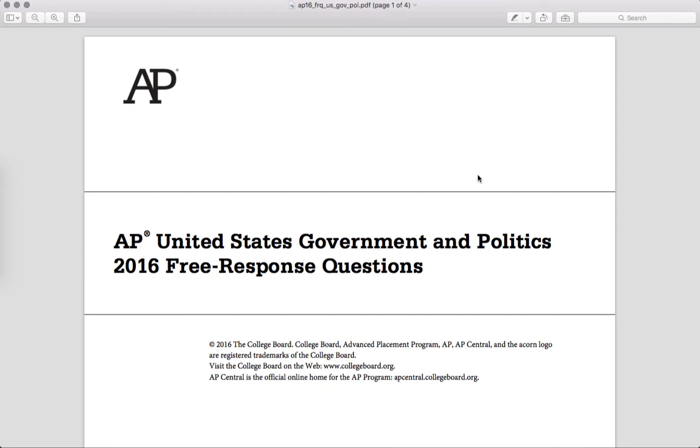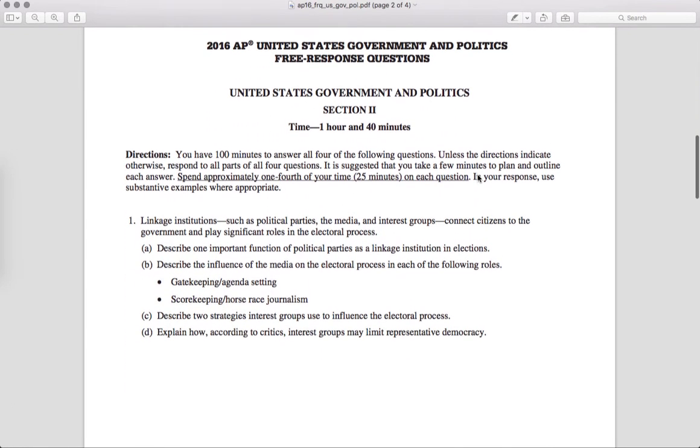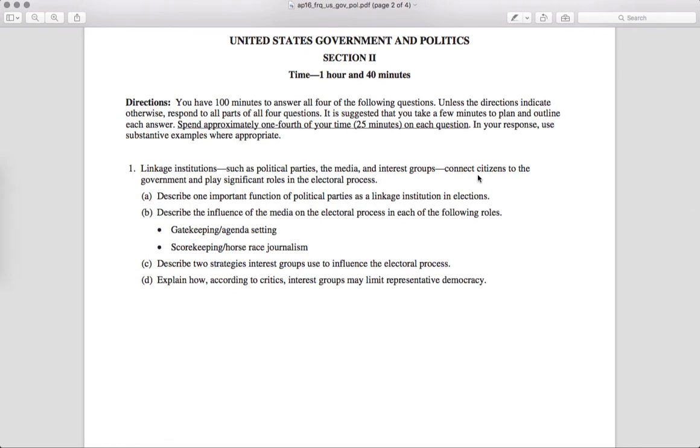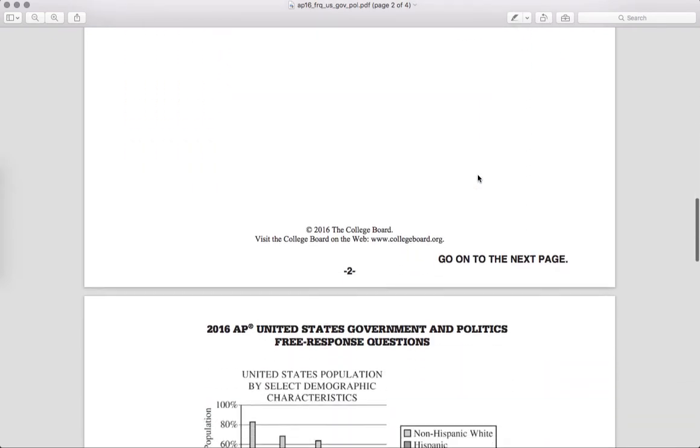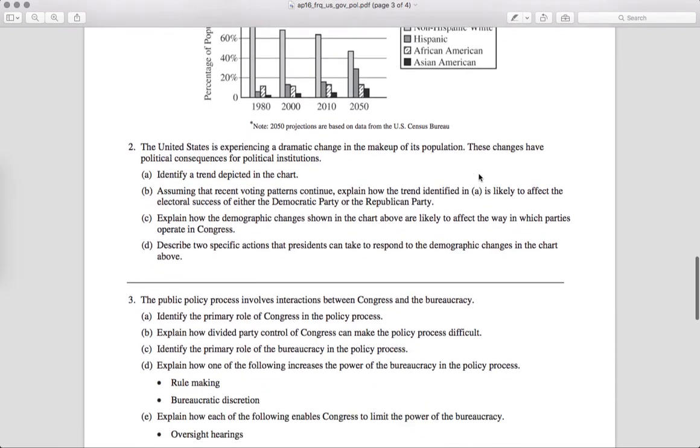So first of all, the first thing I want you to do when this gets handed out to you and they say go is take a deep breath. And then I want you to page through and you'll see that there are four questions. I'm going to pause on each of them so you can pause the YouTube if you want to dig a little deeper into some of these questions.